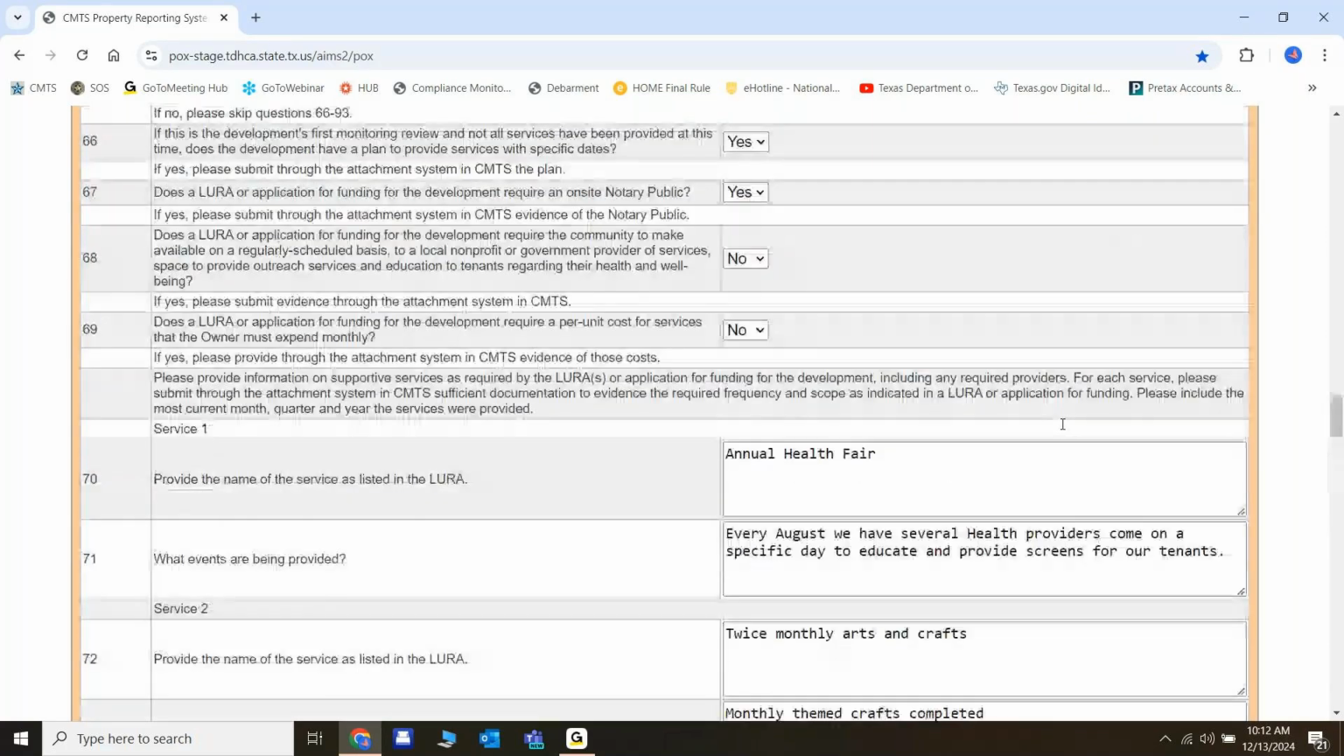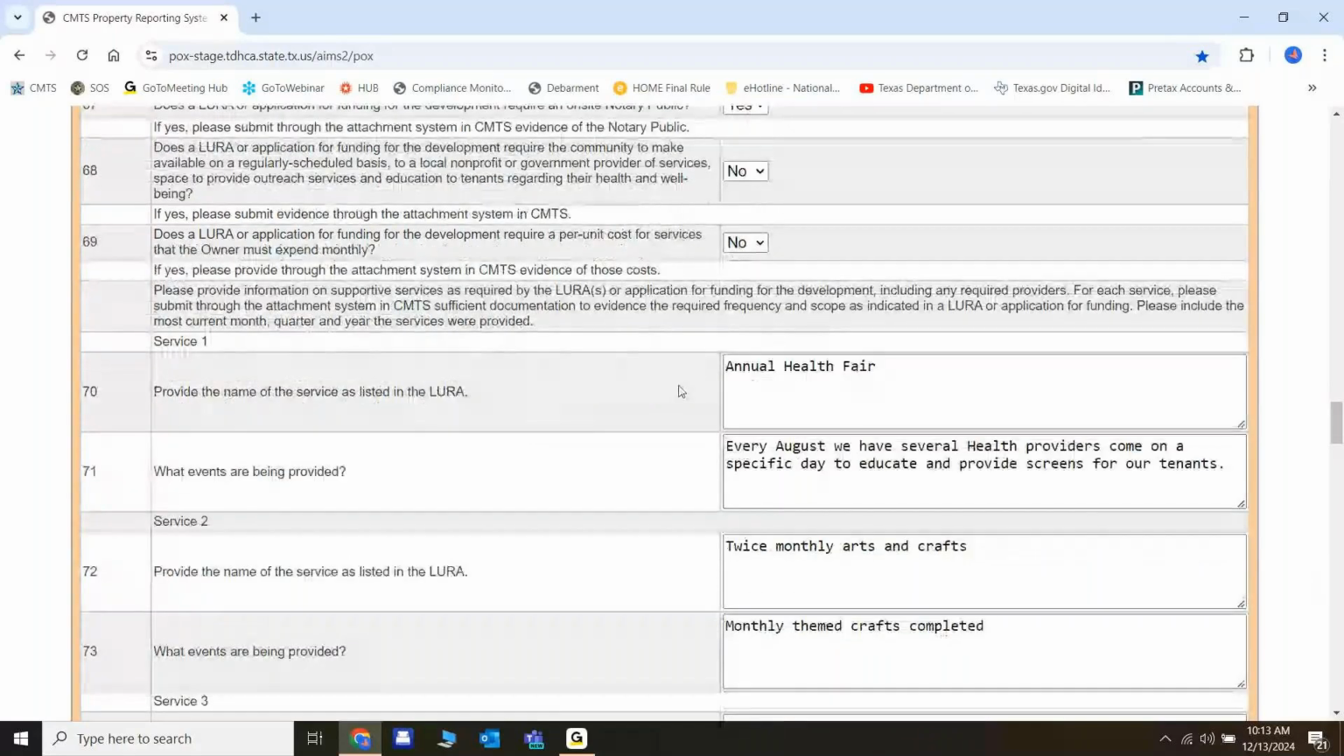And for each service, you're going to submit through the attachment sufficient documentation to evidence the required frequency and scope that is indicated in the LURA. Please include the current month, quarter, and year the services were provided. So if it is an annual health fair, and I'm doing this review in December of 2025, I should see August 2024's flyer, sign-in sheet, and evidence that you had that annual fair.